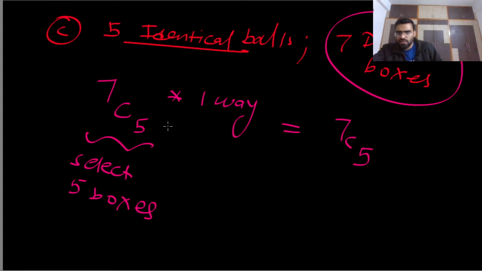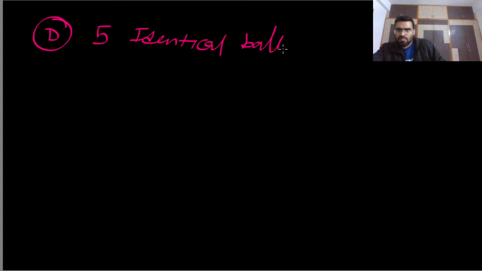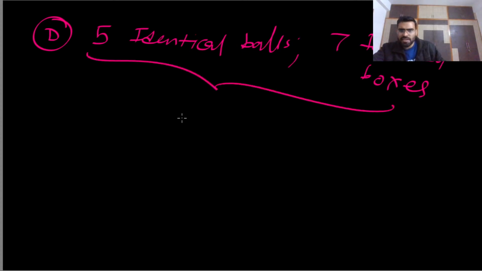Just select five boxes, and in those boxes just put one ball. Okay, so that is the reason the answer is this. And what is D? D means five identical balls and seven identical boxes. Then tell me what is the answer. Identical balls, identical boxes. The answer will be only one way. You can just check it.